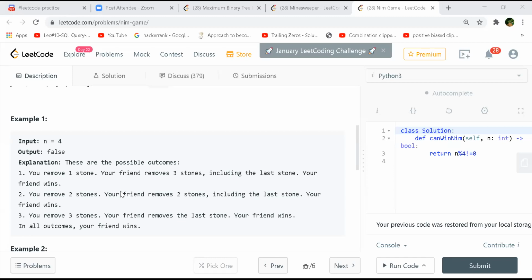So basically, the goal is that we need to make sure we shouldn't give the other friend 4. You should not give the other friend 4, or you should not get 4. Yes, I should not get 4 exactly.